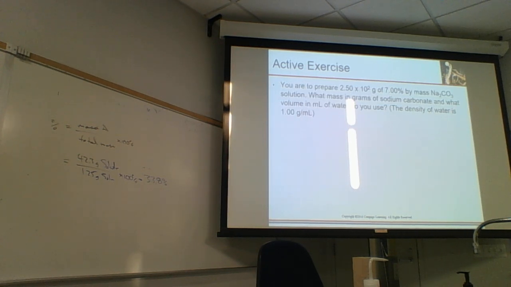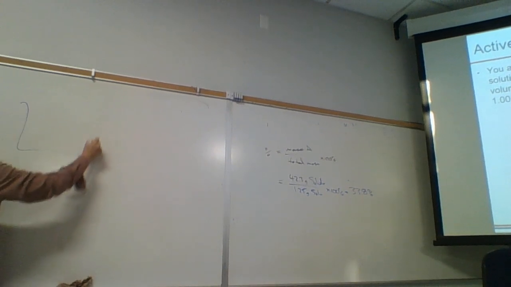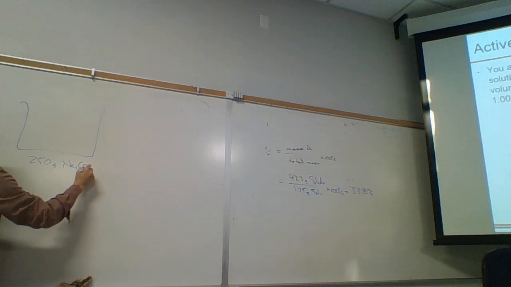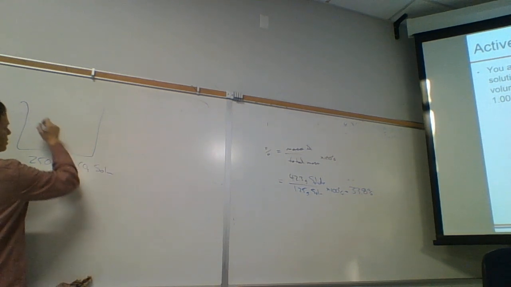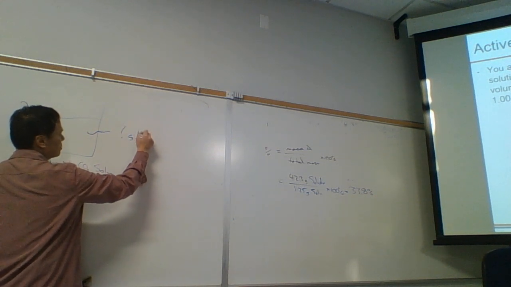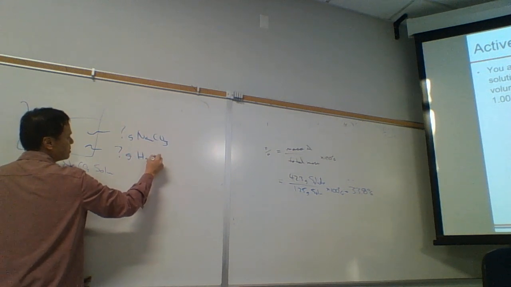You are to prepare 250 grams of 7.00% by mass sodium carbonate solution. What mass in grams of sodium carbonate and what volume in milliliters of water do you use? In this particular problem, we're going to have 250 grams of sodium carbonate solution. The solution contains pure sodium carbonate, so we need to figure out how many grams of pure sodium carbonate we have and how many grams of water. There are only two components in this.